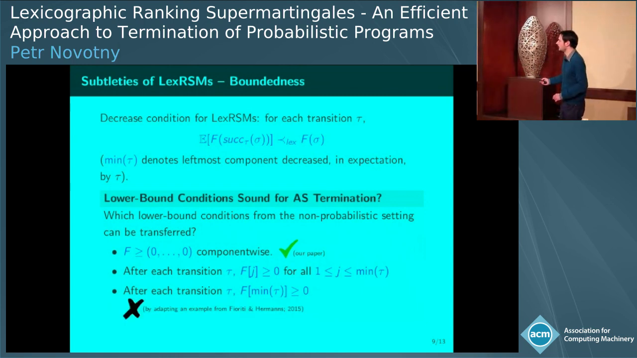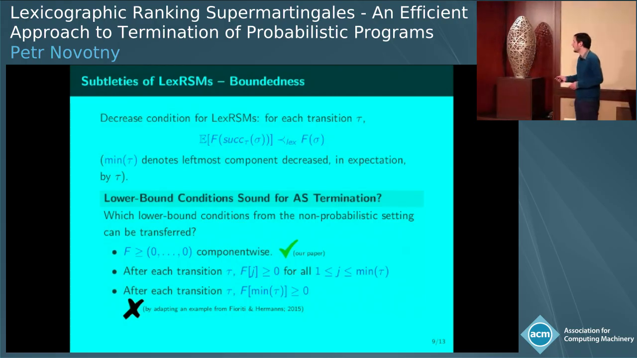But in the probabilistic world, this completely breaks down in the sense that there would now be programs that do not terminate at all. They would terminate with probability 0. There would be, of course, probabilistic programs, and they would still admit this sort of termination certificate, so lexicographic RSM with this sort of lower bound condition. Of course, we don't want such an unsound proof rule.